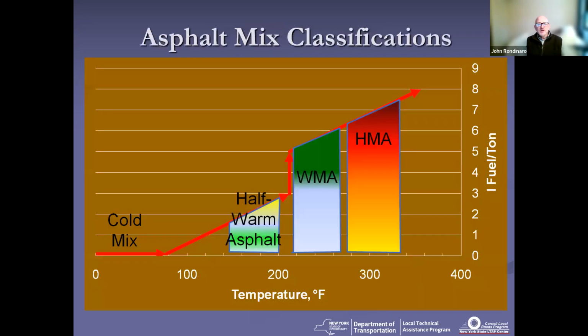You can also look at the hot mix versus warm mix in terms of the amount of energy you're consuming. And again, you've got the temperature ranges on the x-axis and your fuel consumption on the right axis. It's telling you you're using a lot less energy when you're producing warm mix.